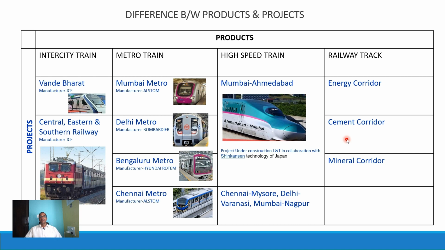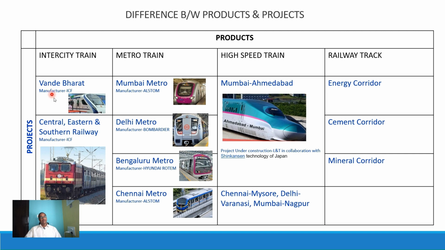Okay. So what are the products that are owned by our Indian Railways? Intercity train. Intercity train is that product which runs between the cities. Metro train is that product that runs within the city. High speed train also runs between the cities, but the speed is very high compared to the intercity train. And next is the railway track. And what are the projects which are already completed or which are running in these products? So for each product, there could be n number of projects that could be running at the same time. Okay. And for different markets.